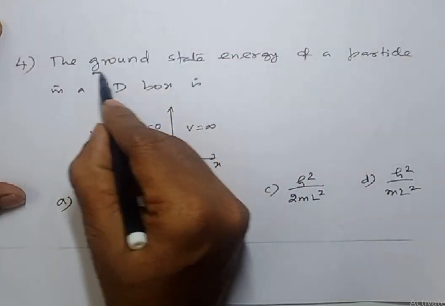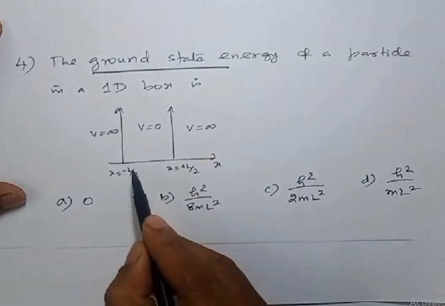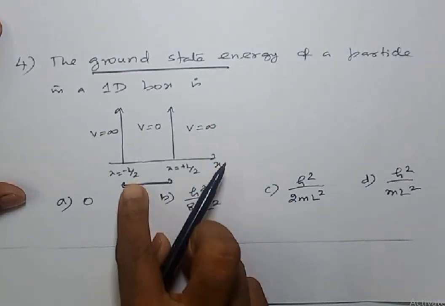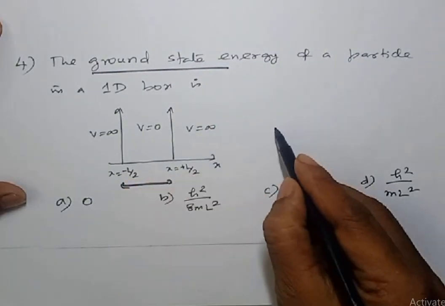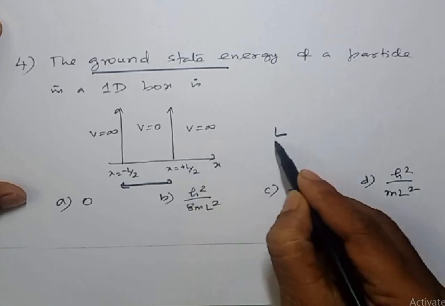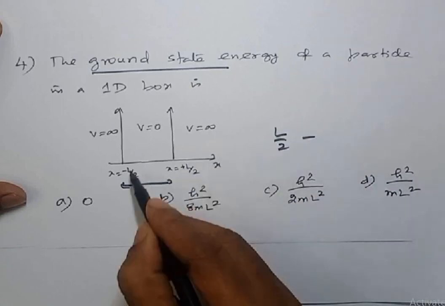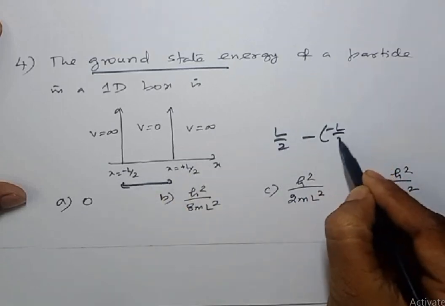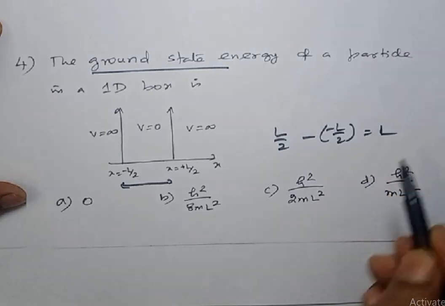The question is the ground state energy. Remember, the box length. What is the box length? The final value is L by 2 minus the initial value, minus L by 2. So I will get the box length as L.